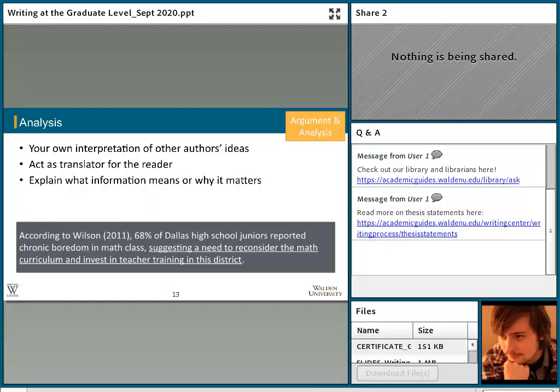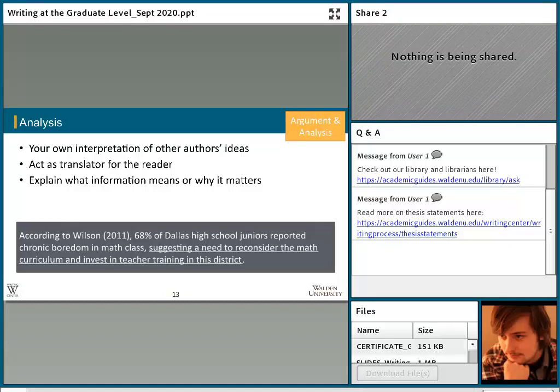Analysis then is your own interpretation of the author's ideas. You're acting as a translator for the reader. Presenting source material as evidence is really good, but as a graduate level writer, you need to connect that source material to the main idea of the paragraph, which then supports the main argument that you're making. To do this, you use analysis. This tells the reader how those pieces fit together. Put differently, it tells the reader why that information matters or why it is important to consider in the conversation that you're creating in the piece that you're writing.